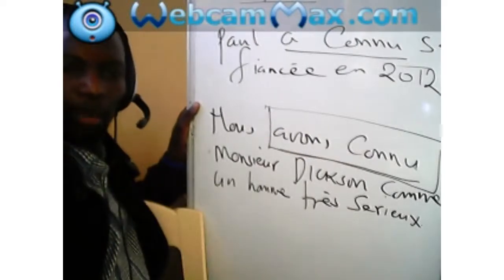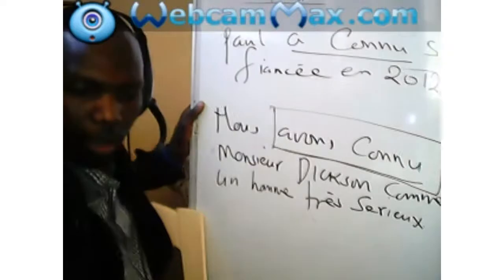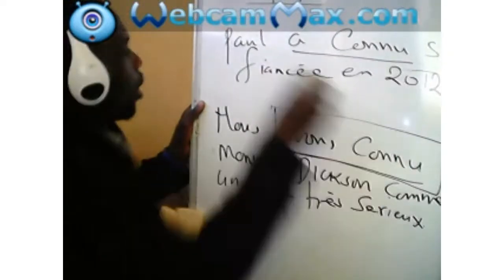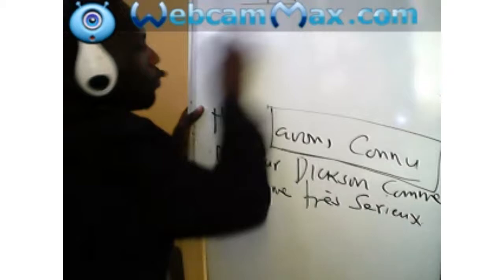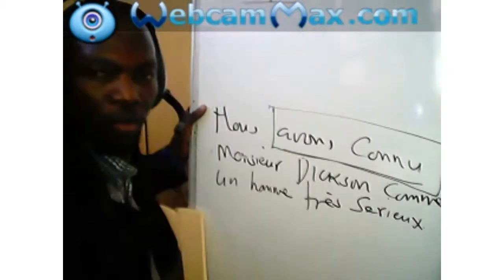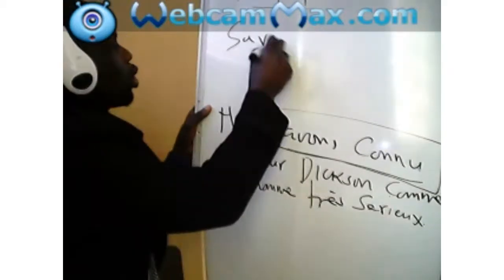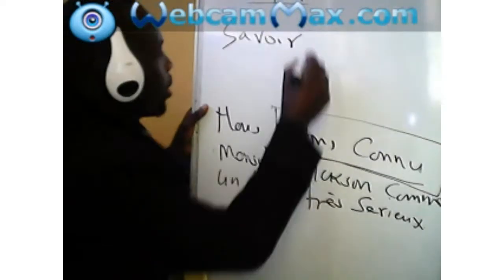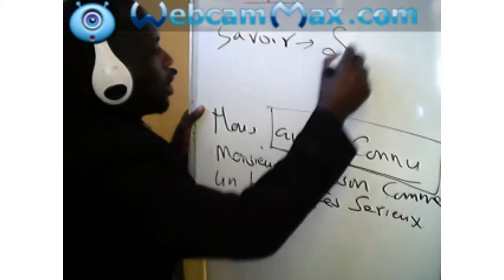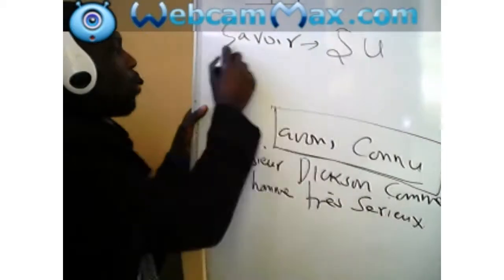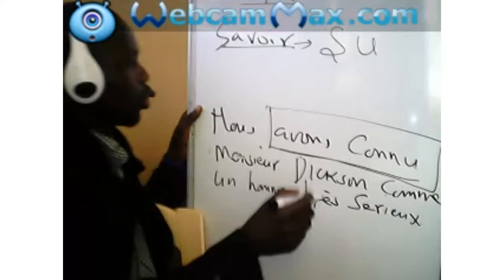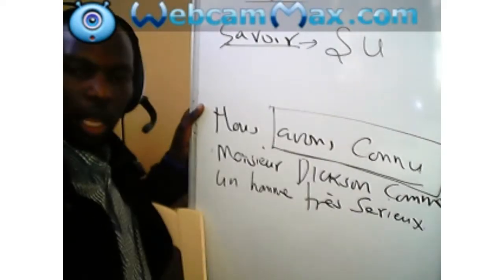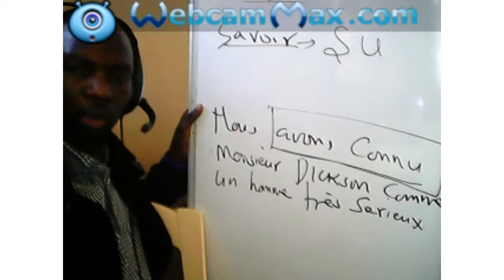Any question, ladies and gentlemen? We have the verb savoir, which also means to know. I explained this earlier on. Remember, when you are doing these verbs in the present, the past participle is su. Savoir is to know, connaître is to know, but savoir is to know how to do something, okay? Having the knowledge on how to do something, but the verb connaître is to know someone or to know something.